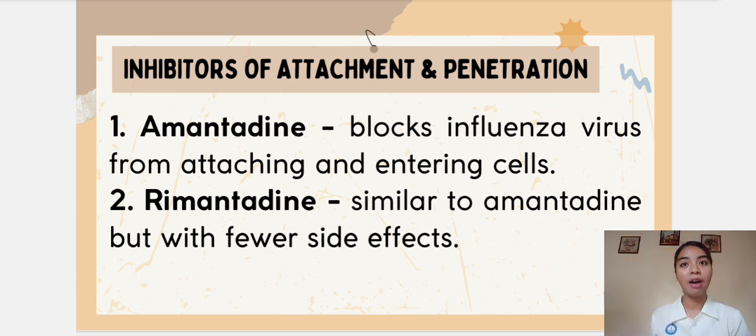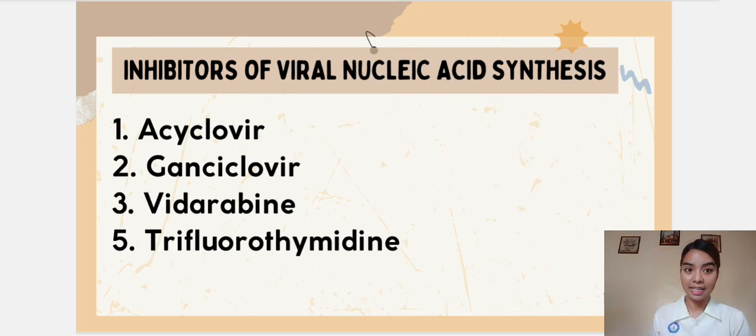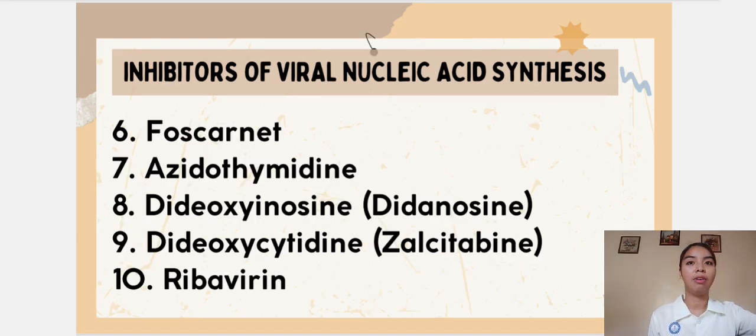So we have inhibitors of viral nucleic acid synthesis, meaning these antiviral drugs are responsible for inhibiting the steps of viral nucleic acid synthesis. We have here the acyclovir, ganciclovir, we have vidarabine, we have here the trifluorothymidine, we have here the foscarnet, we have azidothymidine, we have dideoxyinosine, we have dideoxycytidine, and then we have this ribavirin.